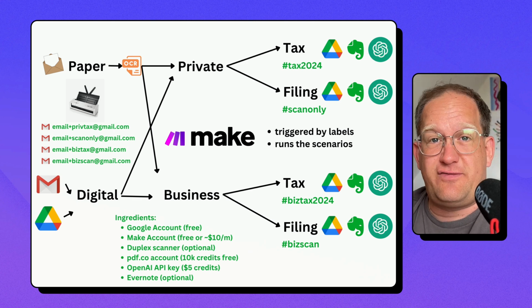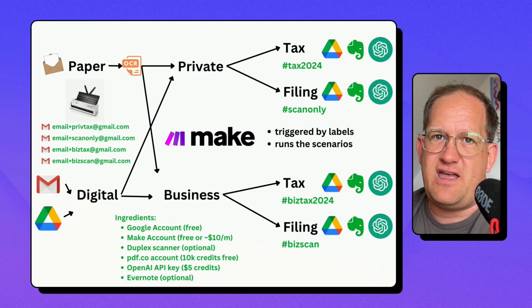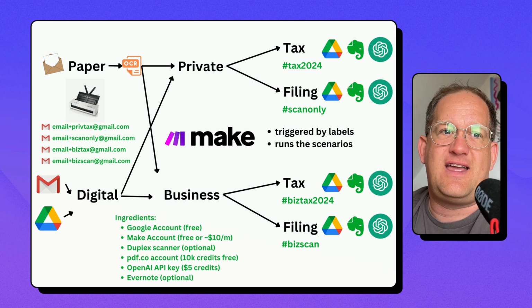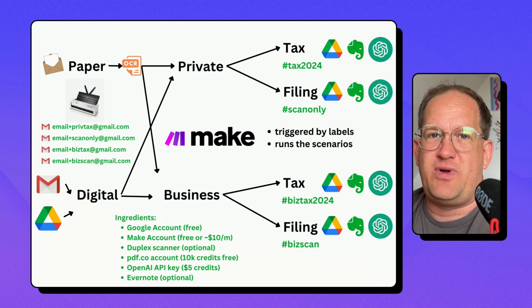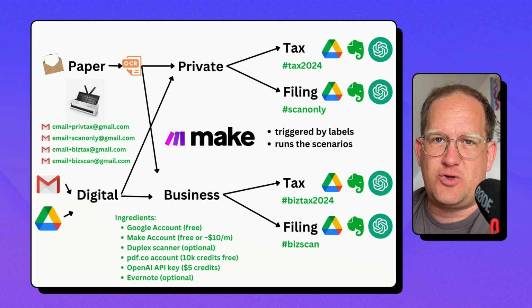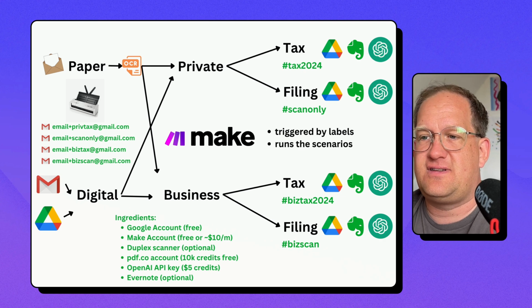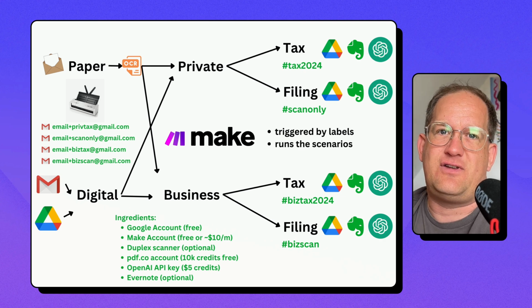So I'm using pdf.co to extract the text from the PDF. And when you sign up, you get 10,000 credits, I think, for free, which will last you quite a long time. You will need an OpenAI API key, which you will have to top up with at least 5 euros. And you can use an Evernote account as well if you want, but you don't have to.